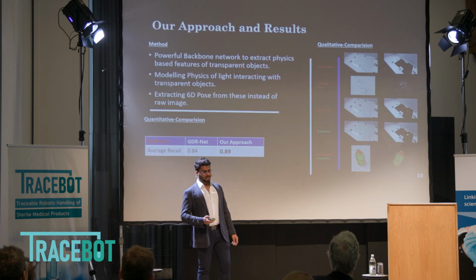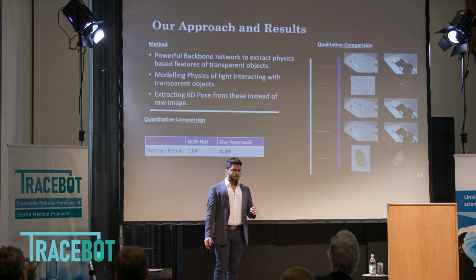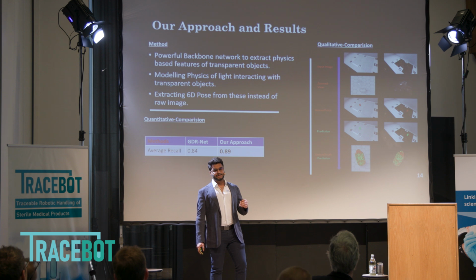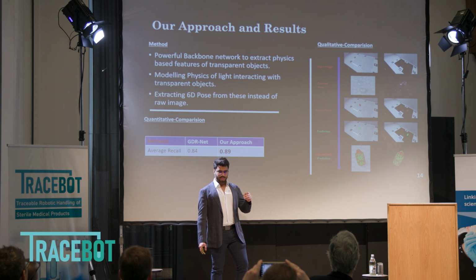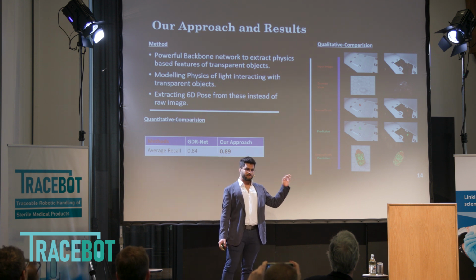But what are we doing differently? Well, we are making the neural network learn the physics-based features of the transparent object. So we are modeling the physics of light interacting with transparent objects, and we are making the neural network learn these features and extract the full 6D pose from them.